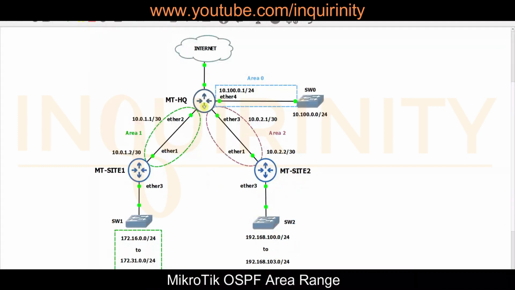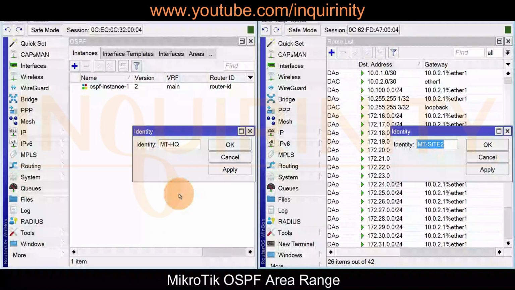If we configure the area range or the aggregate subnet on our MikroTik HQ for these subnets, it should now advertise an aggregate subnet to MikroTik site 2 rather than the entire 172.16 range up to 31. MikroTik HQ would therefore advertise just a single route, the prefix range, instead of the 16 routes that we have. On your left is your MikroTik HQ router. On your right is the MikroTik site 2 router.